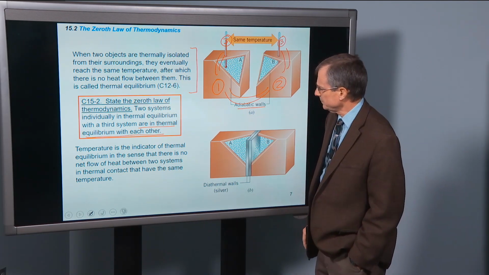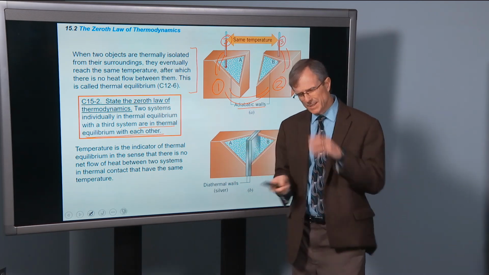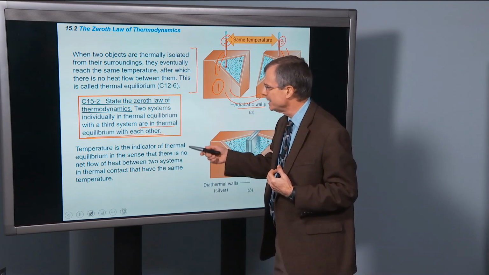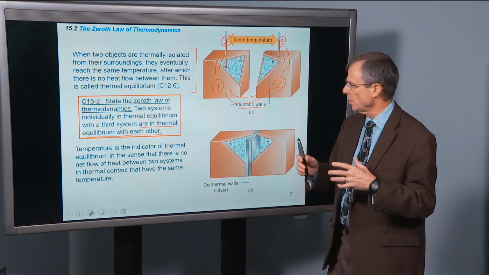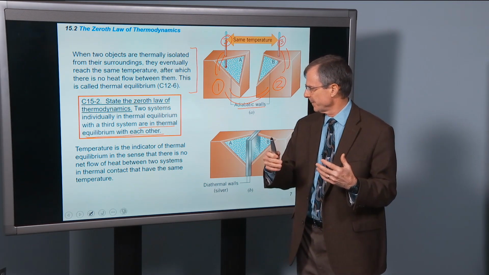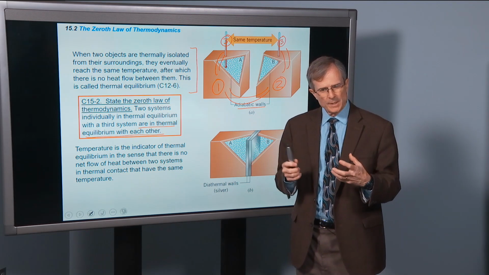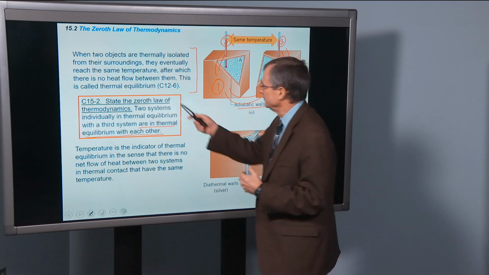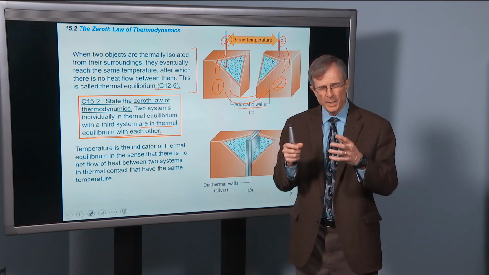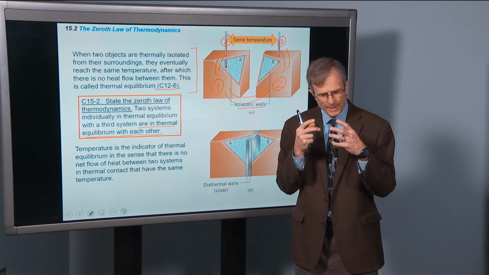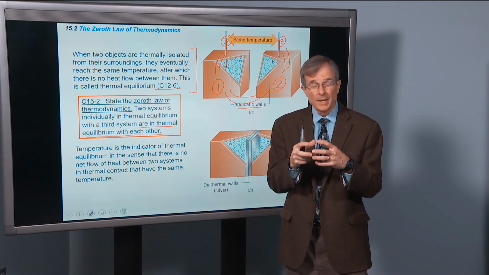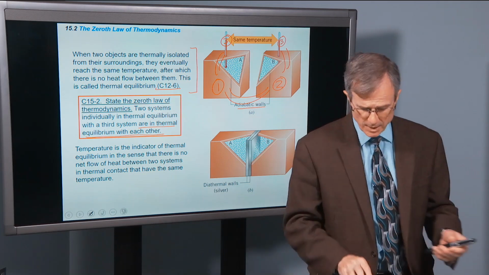And so what this says is it's a subtle meaning, because what it says is that temperature is the indicator of thermal equilibrium in the sense that there's no net flow of heat between 2 systems that are in thermal contact and that have the same temperature. So it's essentially the concept of thermal equilibrium that we talked about before, but with an added bit that temperature is what you use to define thermal equilibrium. If 2 systems have the same temperature, then they are in equilibrium with each other.